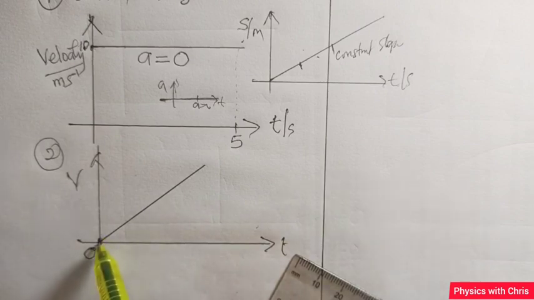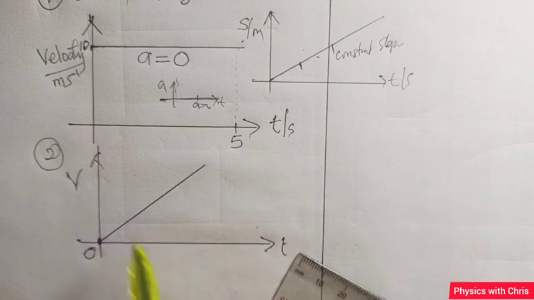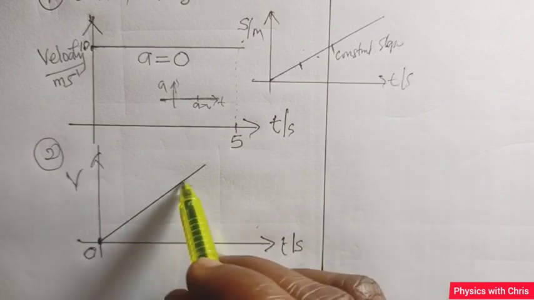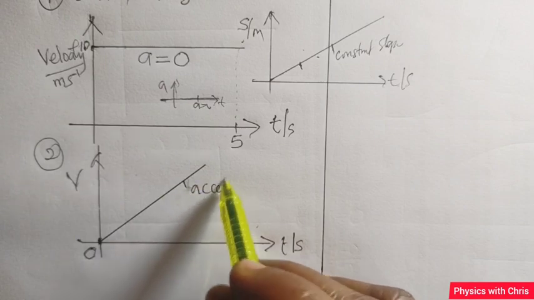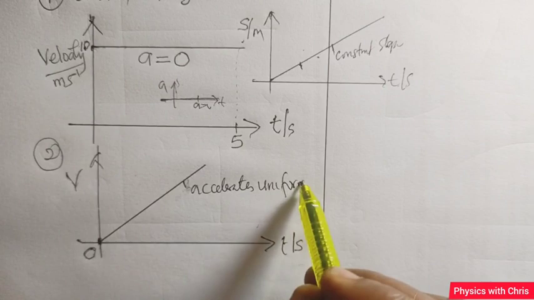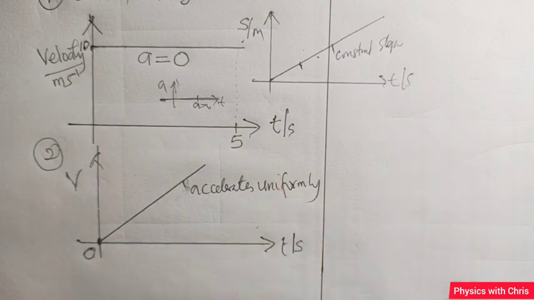And then because the graph is a straight line with a positive inclination to the time axis, it means that the body accelerates uniformly. So this is a graph of uniform acceleration drawn on a velocity time graph. Uniform acceleration, not constant acceleration. Please take note. Students most times mistake it to be a constant velocity.